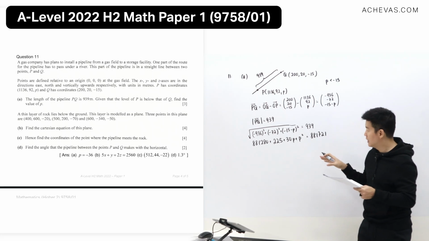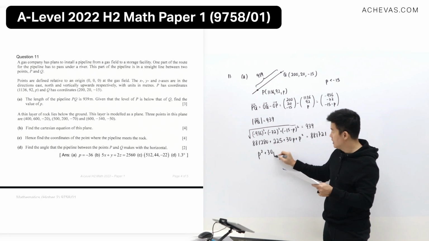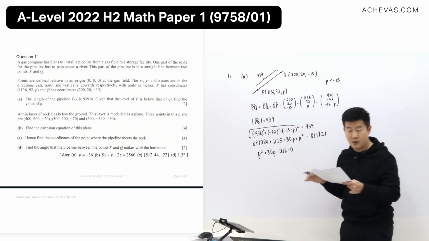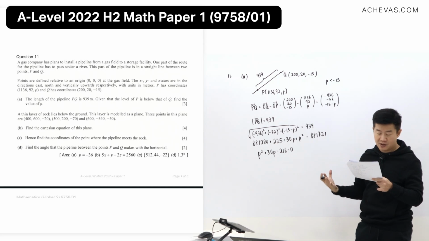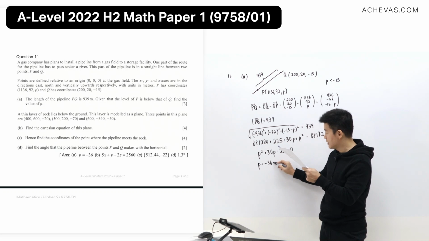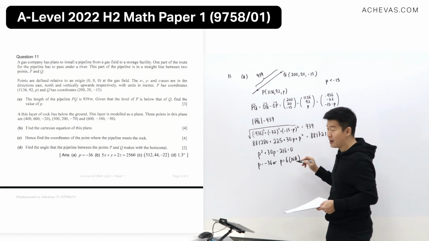Bring everything over to the left hand side. It is going to be P squared plus 30P minus 216 is equal to 0. Factorizing or just simply solving this using a calculator, you're going to get P equal to -36 or P equal to 6. And when P is equal to 6, we are rejecting.